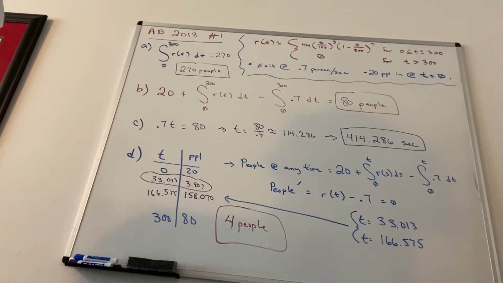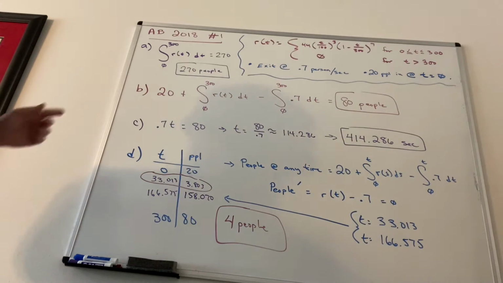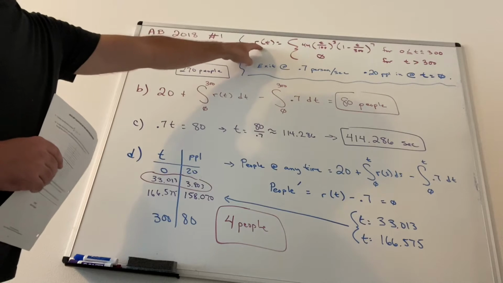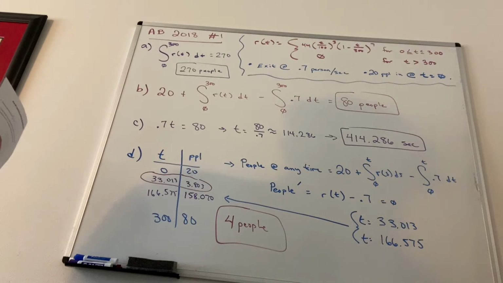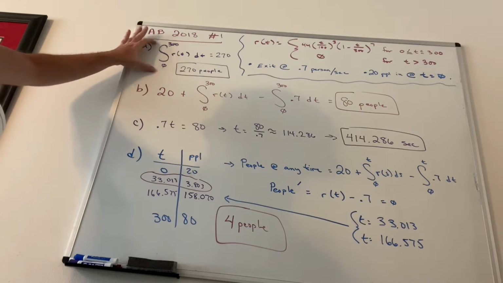Part A asks how many people enter the line for the escalator during the interval from 0 to 300. So this is the rate that they're getting in line. So if you integrate the rate they're getting in line, you get how many people entered the line.